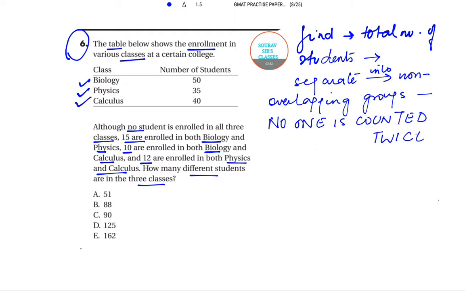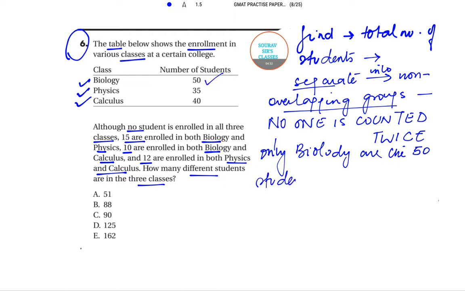Because if you count some individual more than once, then you will get an inflated version of the answer, which actually will not be correct. Okay, so we need to separate them into non-overlapping groups, which is very important. So let's see how we are going to do it. I'll show you for one and then you will do for the rest. So the students taking only biology are the 50 students. Okay, because from here, the column, we can get the value.